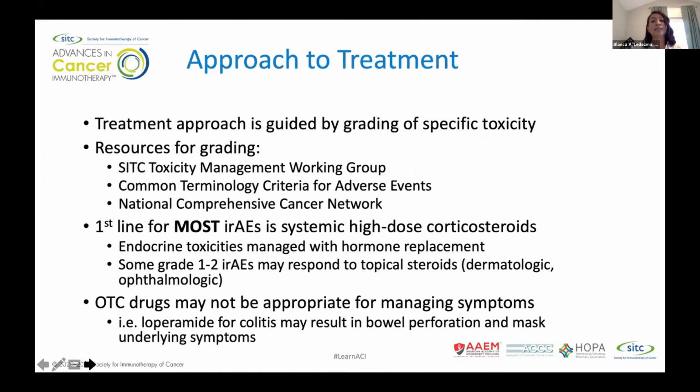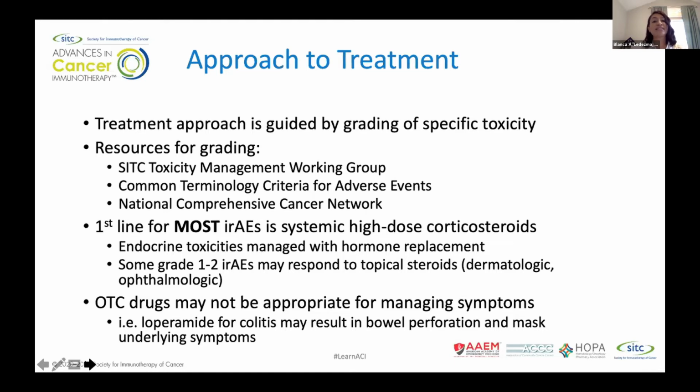For the approach to treatment, the grading is going to be so critical: how a patient deviates from the baseline, and then grading. Grading is really the CTCAE, and it determines what our intervention is going to be. So that's really going to be key.